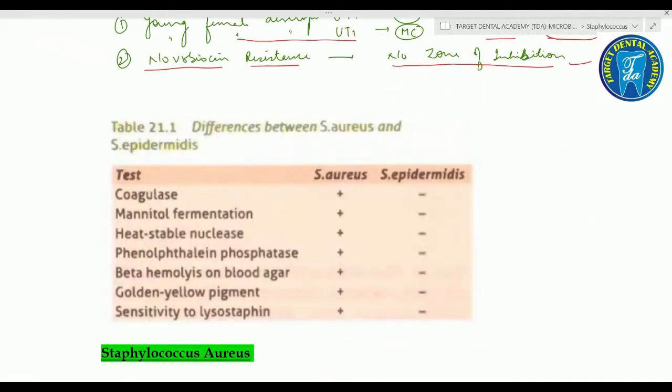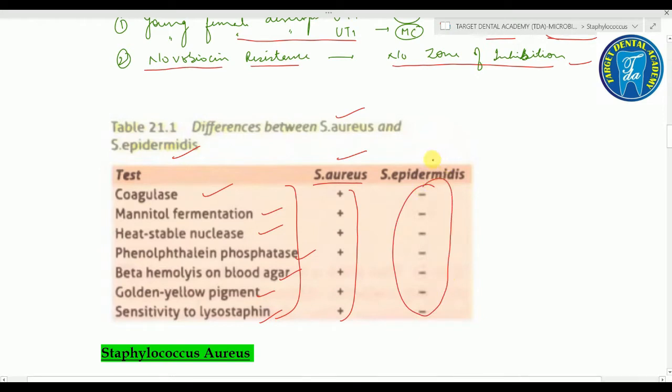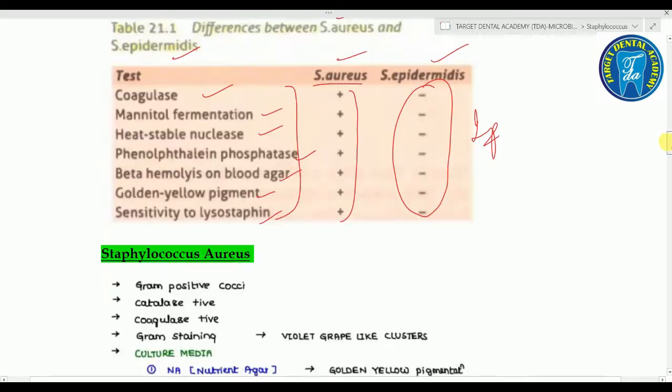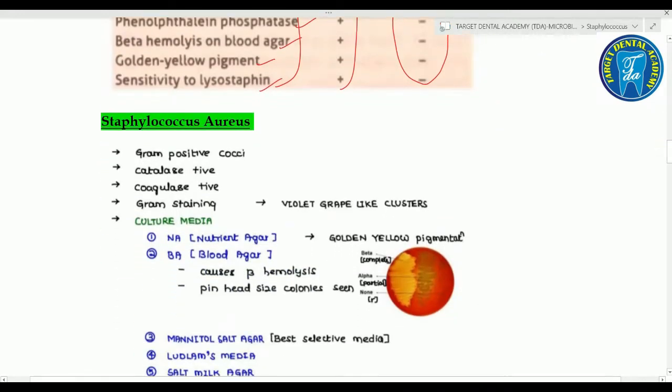Now let's discuss the differences between the Staphylococcus aureus and Staphylococcus epidermidis. In this, the tests are the coagulase test, mannitol fermentation, heat stable nuclease, phenolphthalein phosphatase, beta hemolysis on blood agar, golden yellow pigment, and sensitivity to lysostaphin. All these tests are positive in Staphylococcus aureus, while all these tests are negative in Staphylococcus epidermidis. Fine. Now, starting with Staphylococcus aureus.